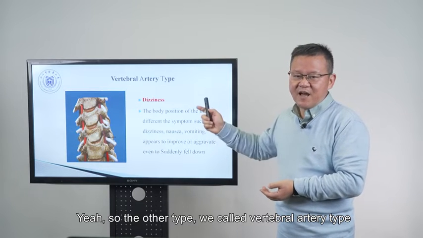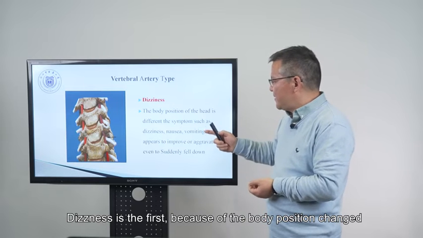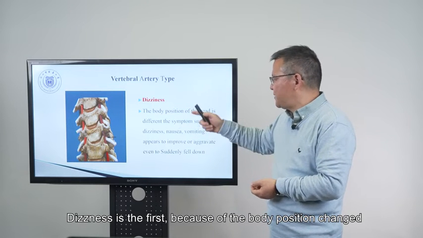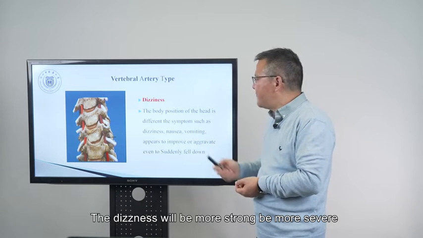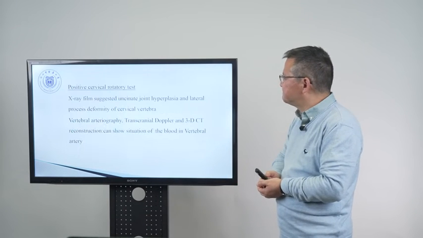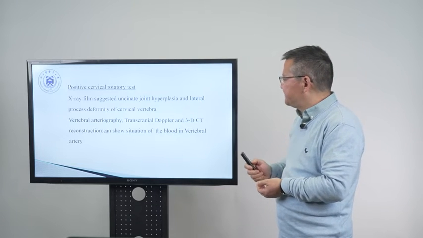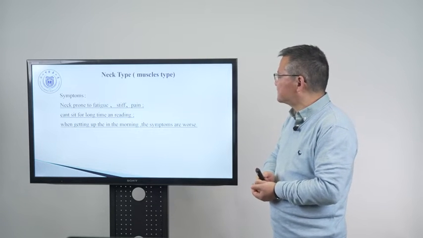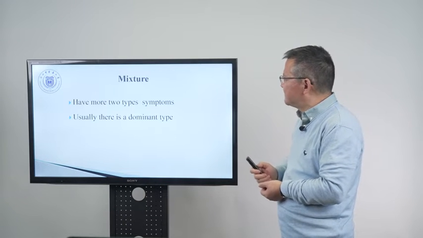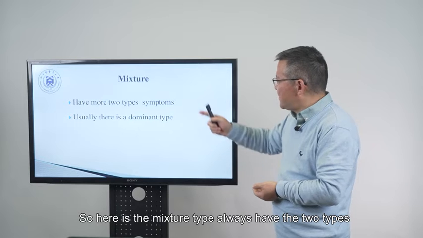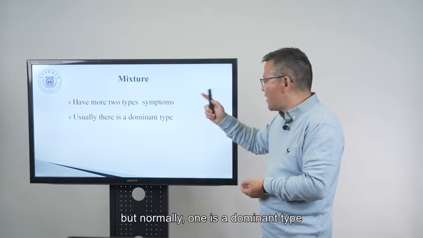So there is another type we call the vertebral artery type. Dizziness is the first symptom, because of body position change. When the head moves, the dizziness will be stronger, more severe. This is the test. Okay, neck pain is just muscle pain. It's easy. So here we say a mixture is always two types. More than two types, but normally one is dominant.